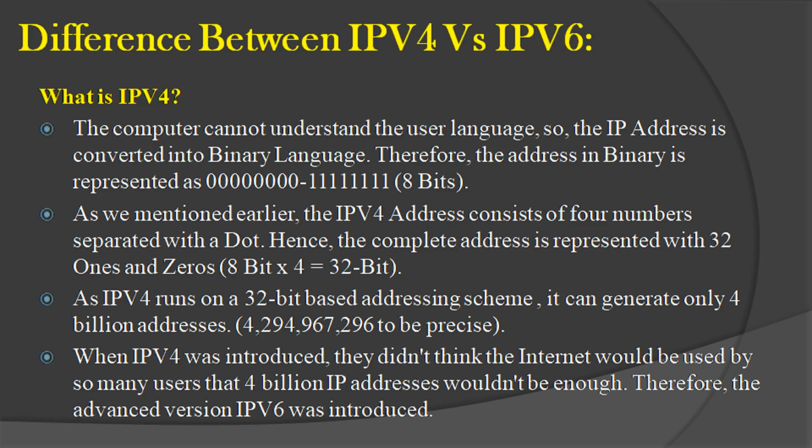As IPv4 runs on a 32-bit based addressing scheme, it can generate only 4 billion addresses. When IPv4 was introduced, they didn't think the Internet would be used by so many users that 4 billion IP addresses wouldn't be enough. Therefore, the advanced version IPv6 was introduced.